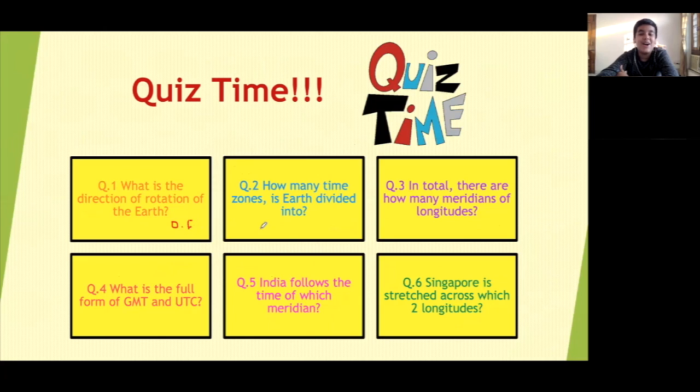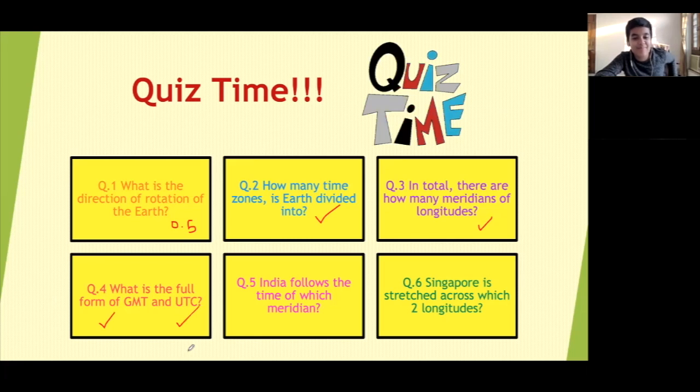How many time zones is Earth divided into? 24. Correct. In total, how many meridians of longitude are there? 360. Correct. What is the full form of GMT and UTC? GMT, Greenwich Mean Time. Correct. UTC? Coordinated Universal Time.